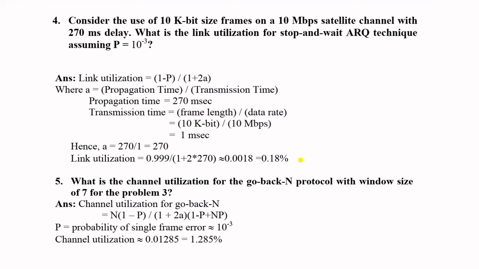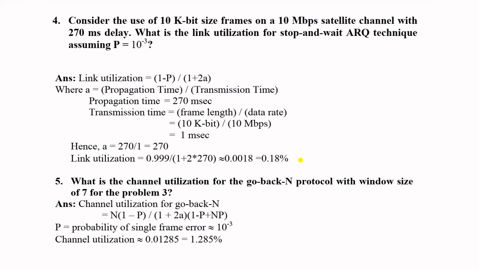The formula for the stop and wait ARQ technique is link utilization equals (1 minus P) divided by (1 plus 2A), where A equals propagation time divided by transmission time. Here we are given the propagation time, but we can calculate the transmission time. Transmission time equals frame length divided by the data rate. Here the frame length is 10K bit divided by 10 megabits per second. In this way, transmission time is 1 millisecond.